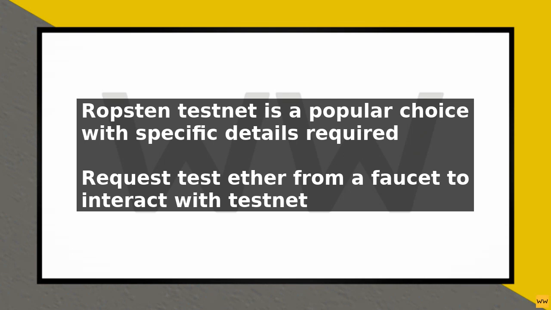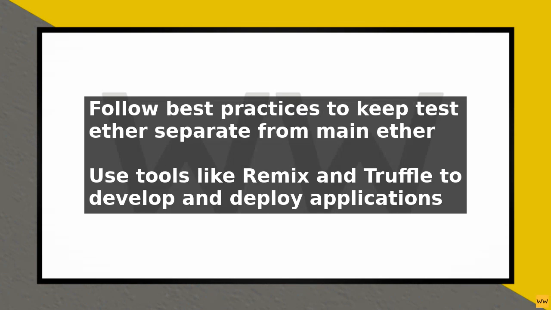Best practices when using MetaMask testnets include keeping your test ether separate from your main ether, using a new wallet for each testnet, and being mindful of the testnet's limitations. It is also important to remember that testnets are not a substitute for the main network, and you should always test your applications on the main network before deploying them.